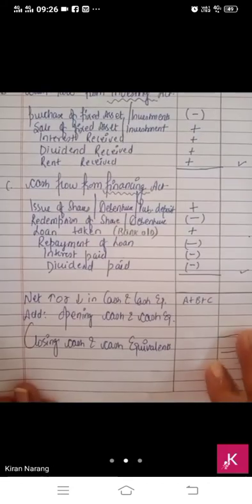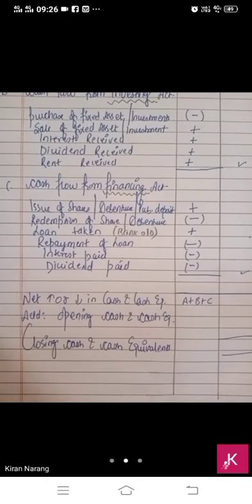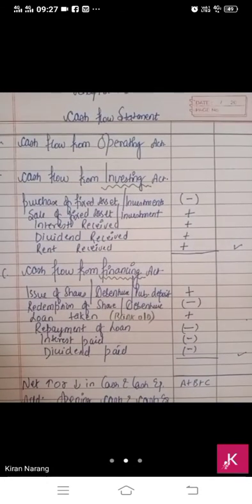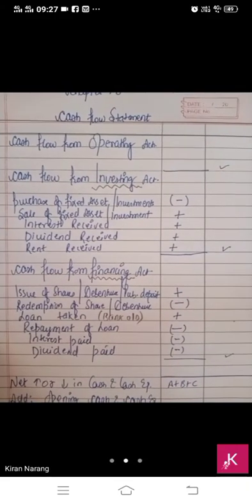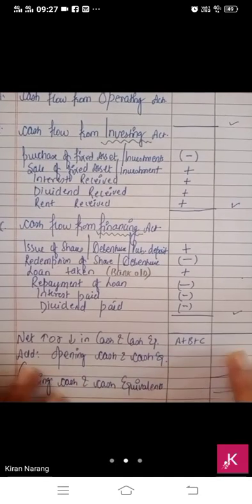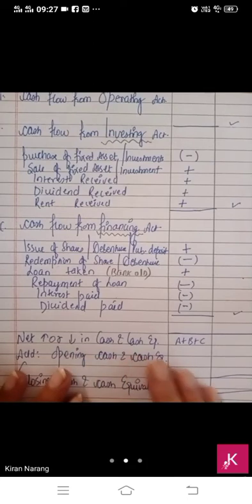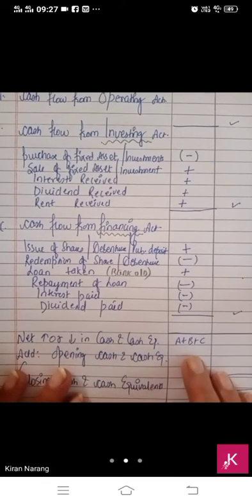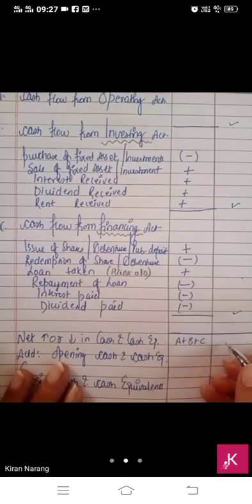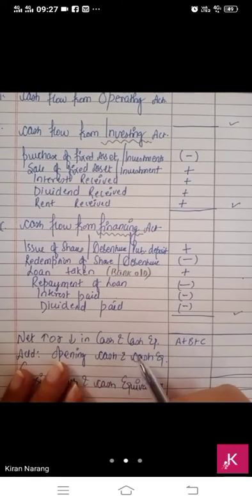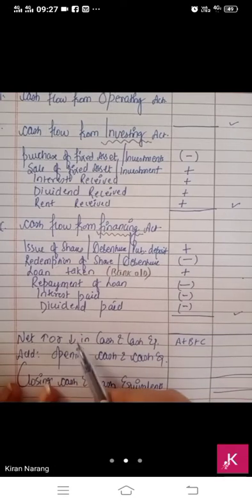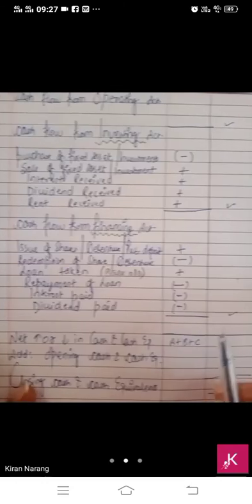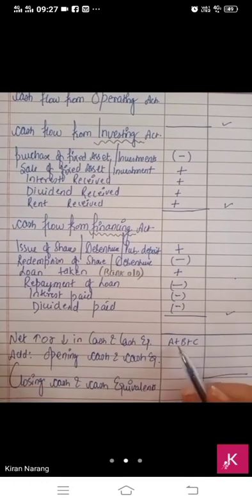Now, what about the answer? How will we calculate the answer? We will just calculate the answers of A, B and C. We have calculated. This is the answer of A, B and C. At the end, we will add them all. Net increase or decrease in cash and cash equivalent. If it is positive, it will be called net increase in cash and cash equivalents. And if it is negative, it will be called net decrease in cash and cash equivalent. Net increase or decrease in cash and cash equivalent, A plus B plus C.